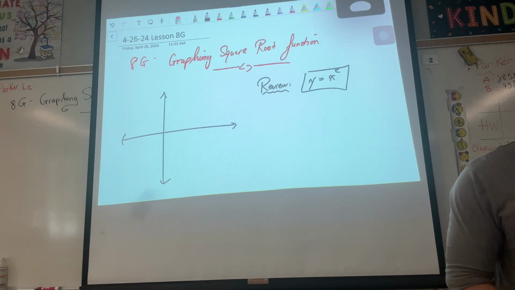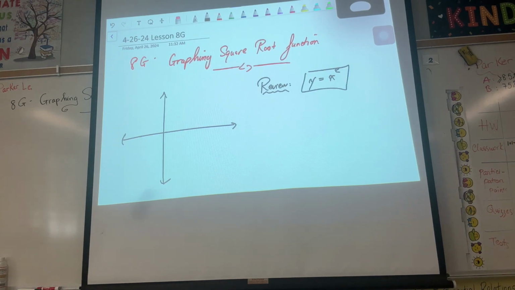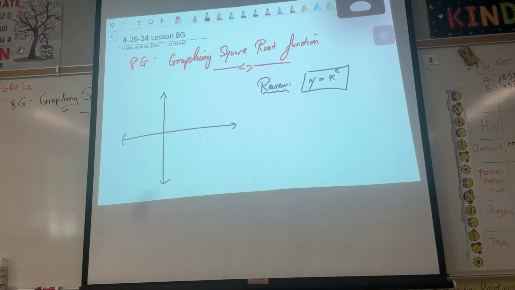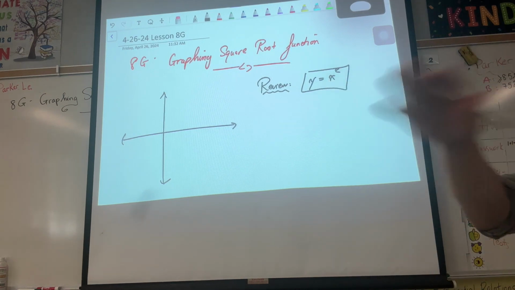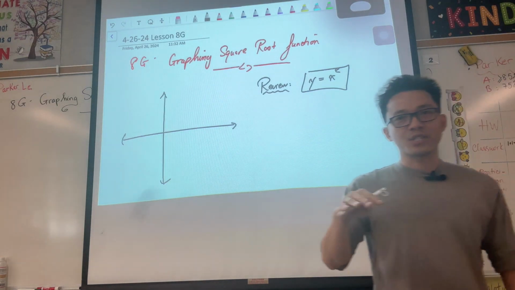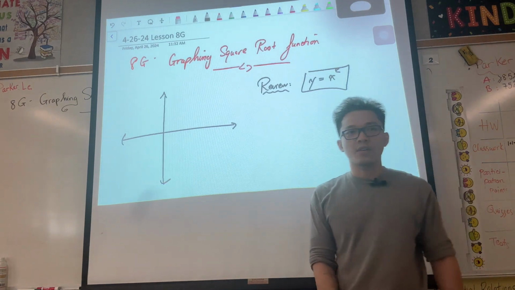Okay, question. How do we graph y equals x squared? What does it look like? No, that's linear. That's a straight line. What you're talking about is a straight line. That's not going to be a straight line. So what does y equals x squared look like?